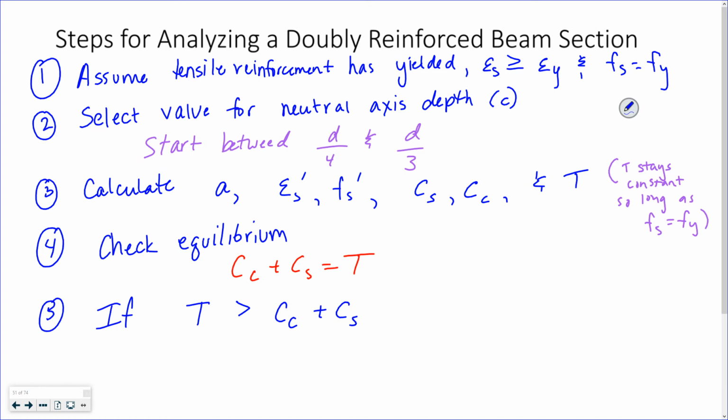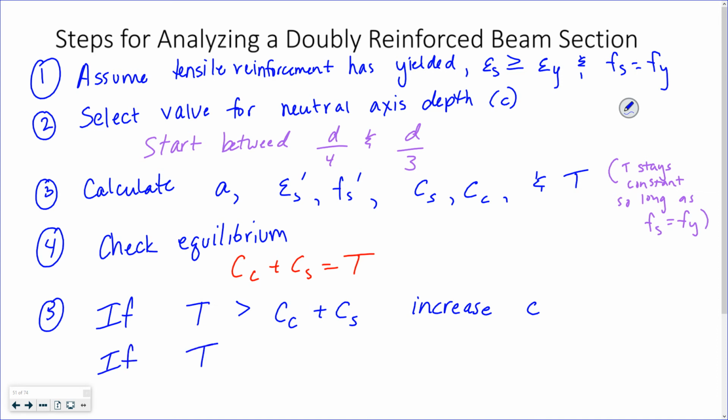If my tension force is greater, I need to increase my compression force. I do that by increasing C. If I don't have enough compression force, I have to increase the area over which that stress happens. So I need to increase A, which in turn increases C. Increasing C might have an effect on my stress in my compression steel. Might not. Might actually decrease it. But most of my compression force is coming from my concrete, so, right?